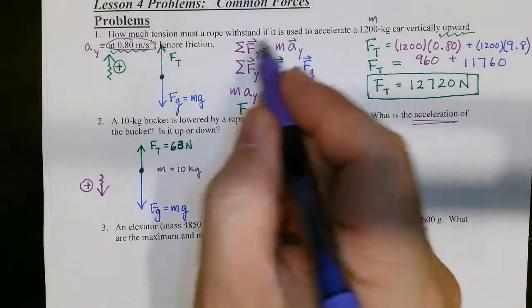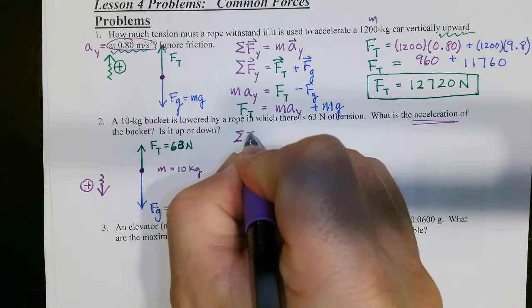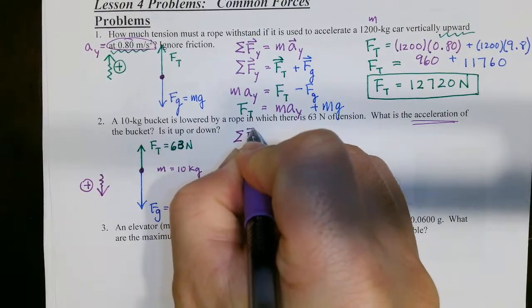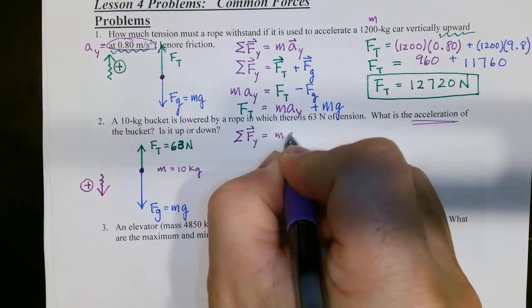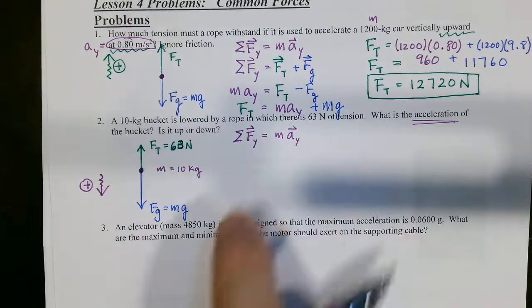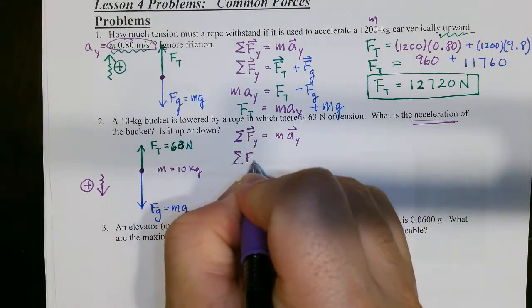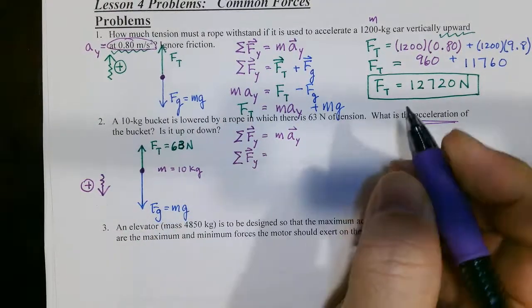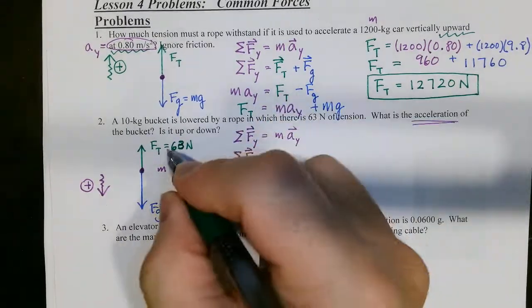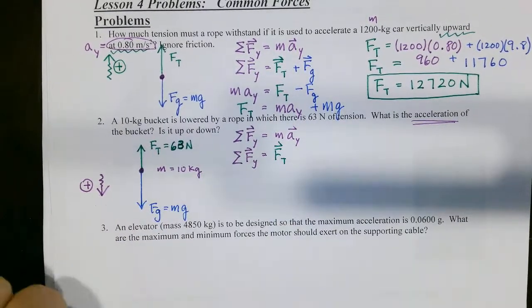So how do we start? We start with this: the sum of all forces in y is equal to m a_y. And we're looking for the a_y. Then the sum of all forces in y is equal to, again, I have force tension and I have Fg, right?